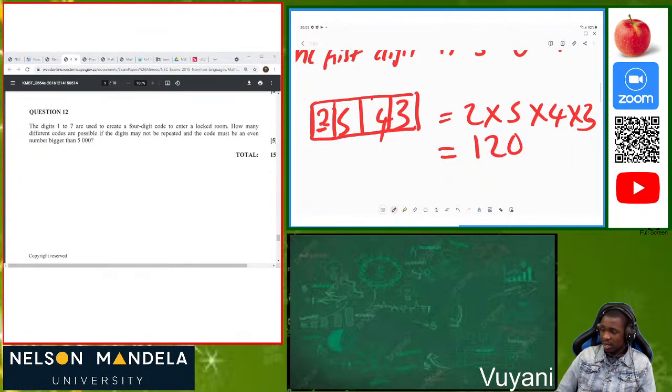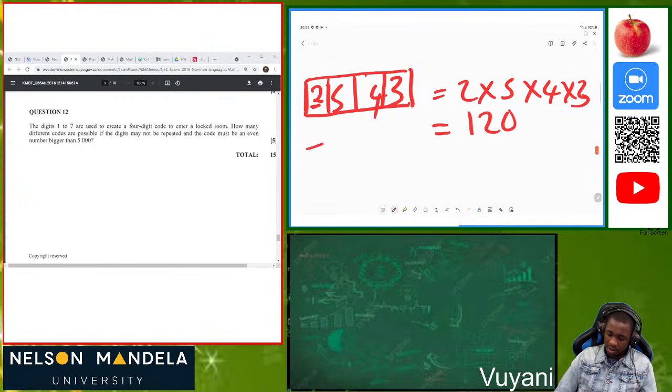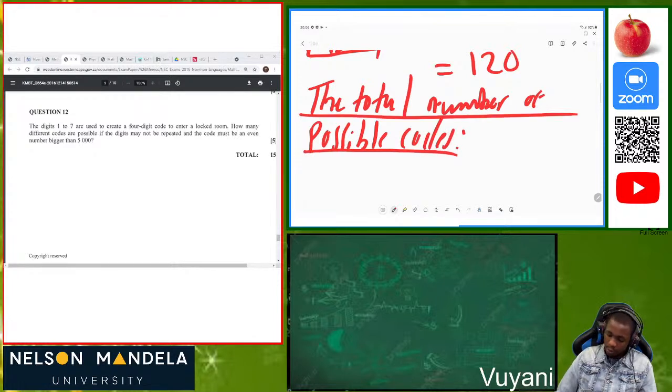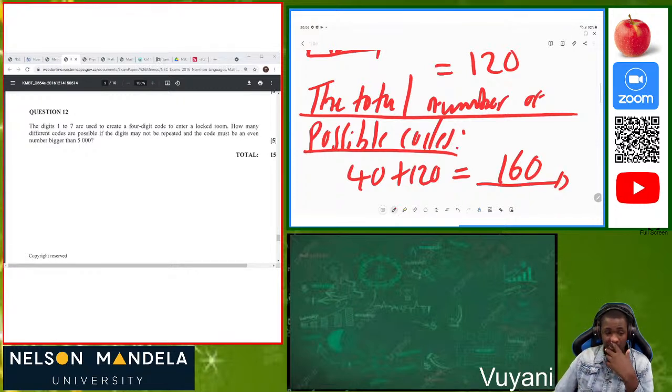So after we know that it's 120, now we have to conclude with the total number of possible codes. The total number of possible codes will be our 40 plus 120, which is equivalent to 160. So that will be our total number of codes. Permutation, guys, please listen to it carefully. It's so essential. I feel like it's not enough.